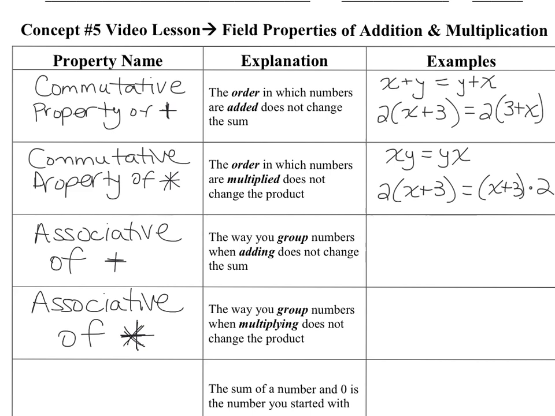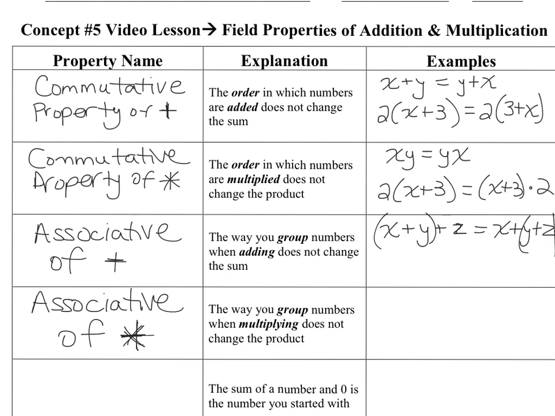Now, associative, the order doesn't change. What changes is who's being grouped together. So for addition, I could say x plus y plus z, and I could group the x and y together in parentheses, and then I would say x plus y plus z on the other side of the equal sign, but this time I'm putting the parentheses together with the y plus z.